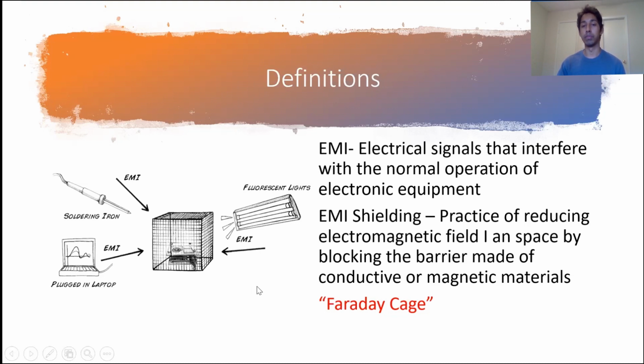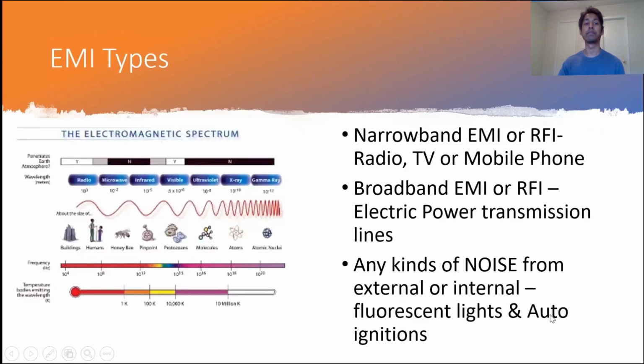The definition of EMI shielding is the practice of reducing the electromagnetic field in a space by blocking the field with barriers made of conductive or magnetic materials. A conductive enclosure is used to block electrostatic fields, which is also known as a Faraday cage.